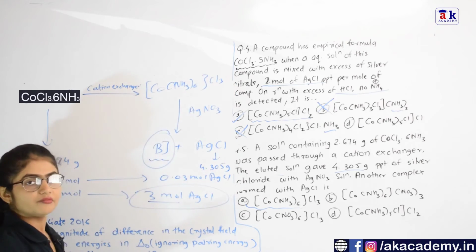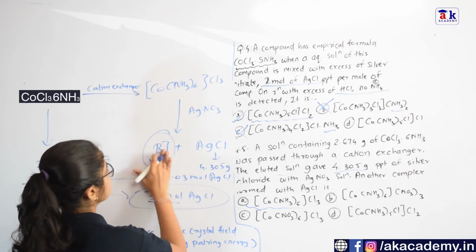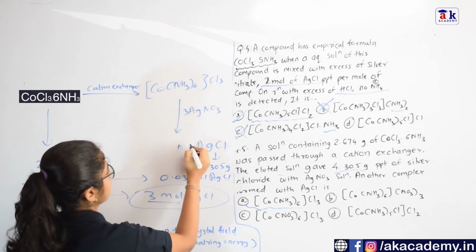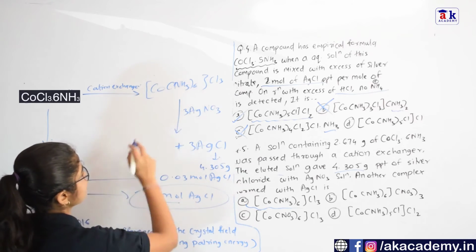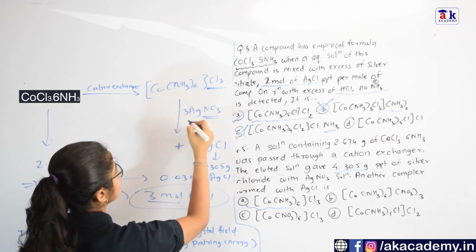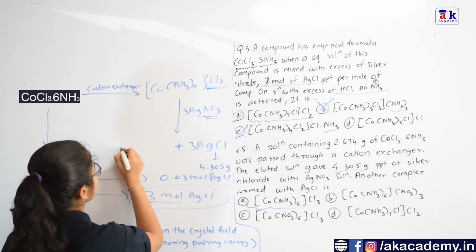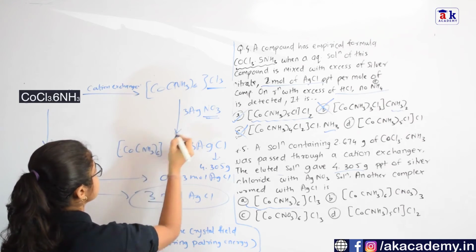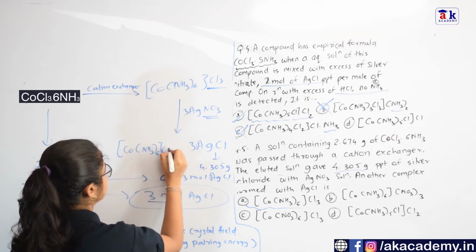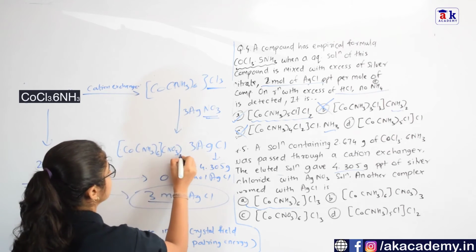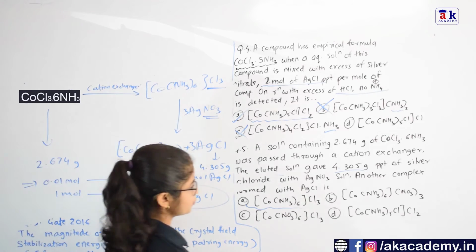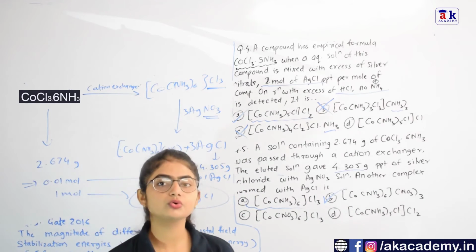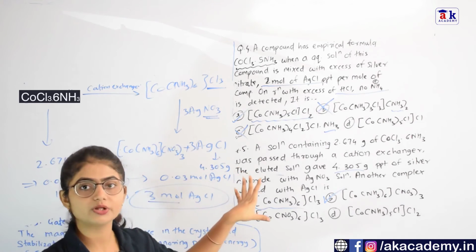Now when it is treated with AgNO3, for the B solution that we are going to get, the 3 chloride ions are going to react with AgNO3 and we will get 3 moles of AgCl, and these 3 chloride ions will be substituted by NO3. So it is going to be [Co(NH3)6](NO3)3. The correct option is going to be B. That is about the questions on Werner's theory.